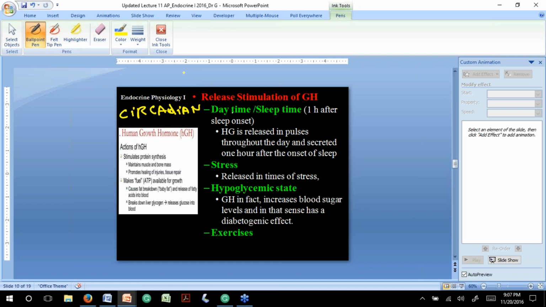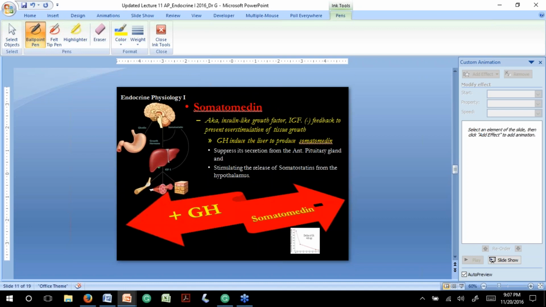So if you are under stress and the growth hormone comes up, what is it doing with the carbohydrates? We talked about this already, right? We said it's increasing the glucose in the blood. When you are hypoglycemic, when your levels of glucose are low, growth hormone comes and releases glucose into the blood again, increasing the glucose in the circulatory system. Exercise is going to increase the growth hormone. So here we have the somatomedin. Somatomedin, just remember, is the one that is going to have a negative feedback with the growth hormone.